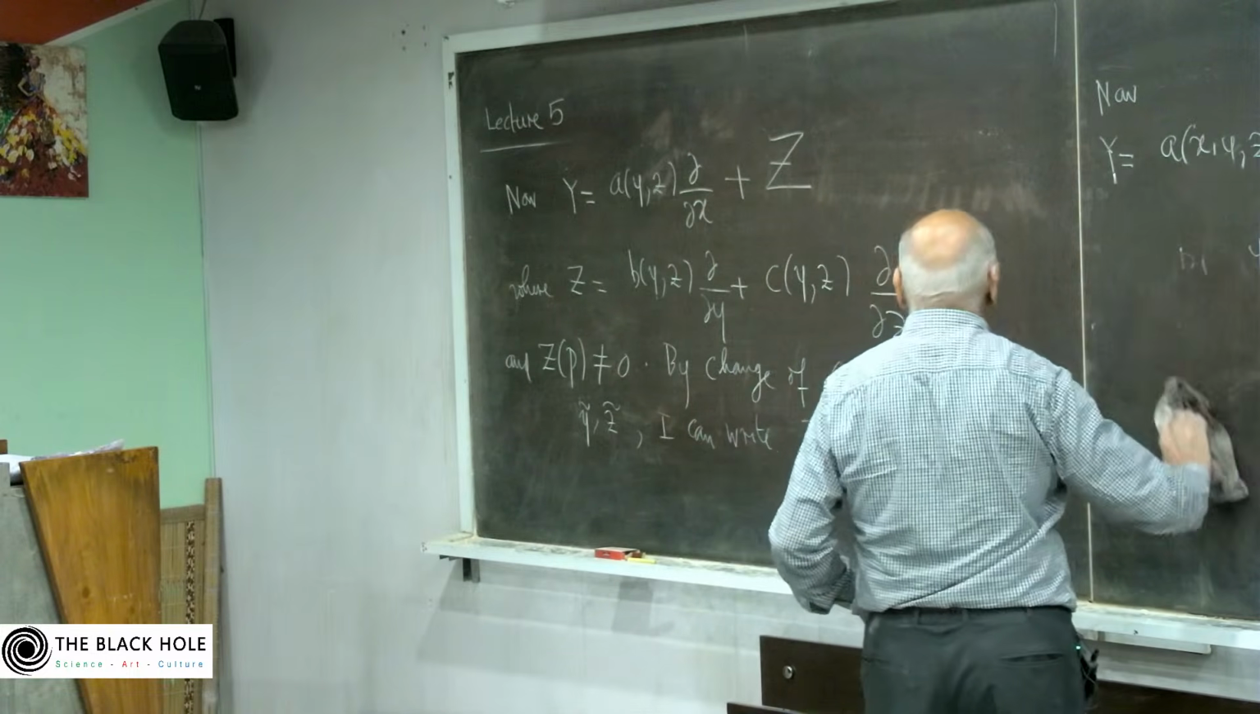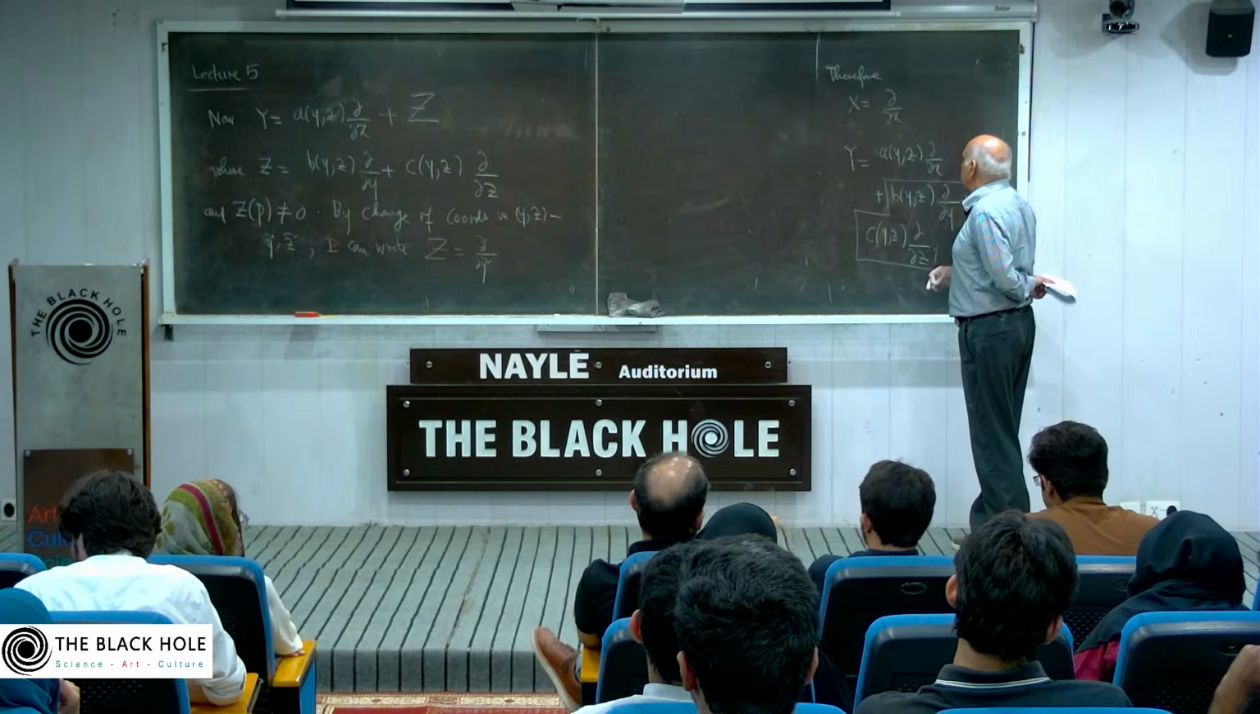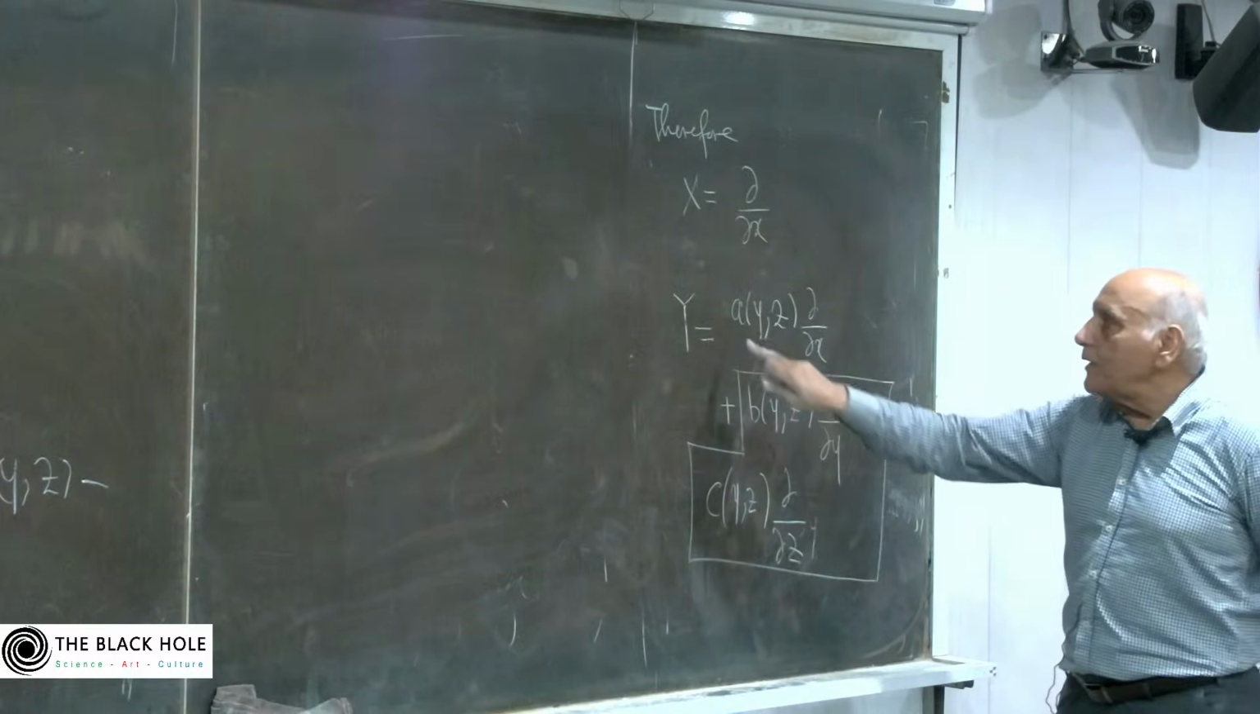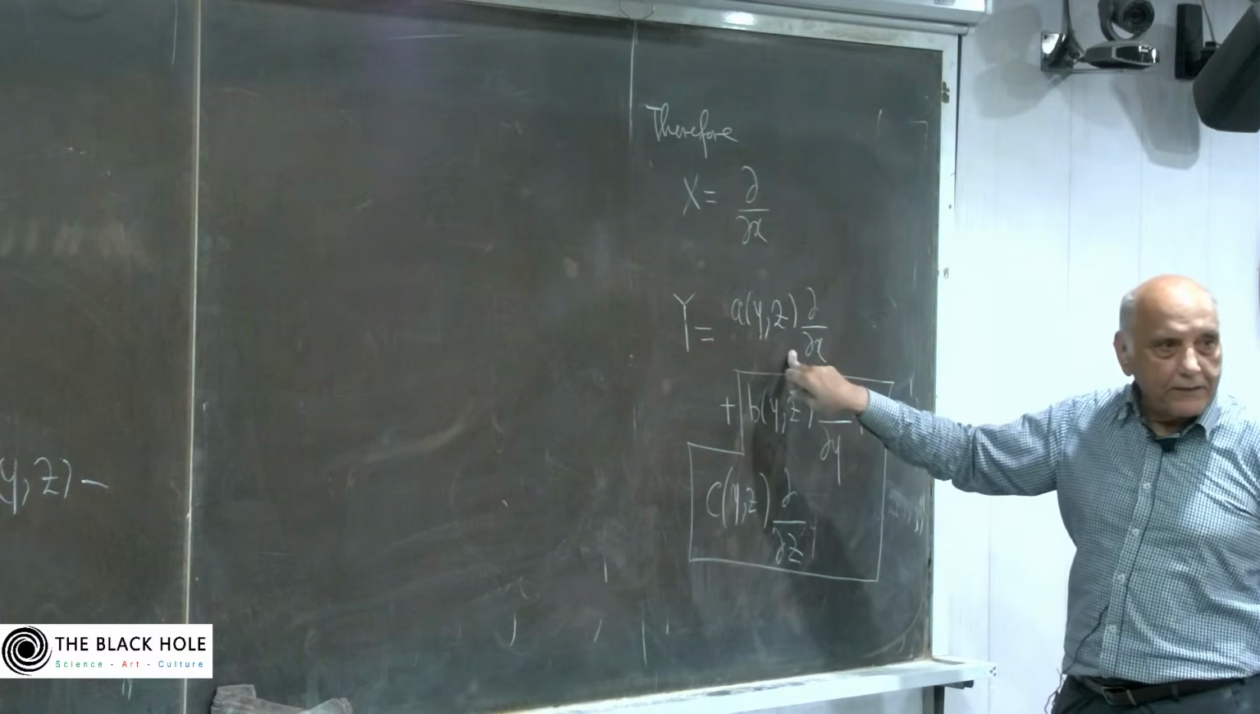Hassan sir, I have a question. When you put, let's say, b(y,z) partial y plus c(y,z) partial z is 0, even then you multiply by a(y,z). So if you say that this will become linearly dependent, how come? Because you are multiplying with a variable, not by a constant. But wait a minute, absolutely right. Suppose this is 0, then y is a(y,z) partial by partial x.